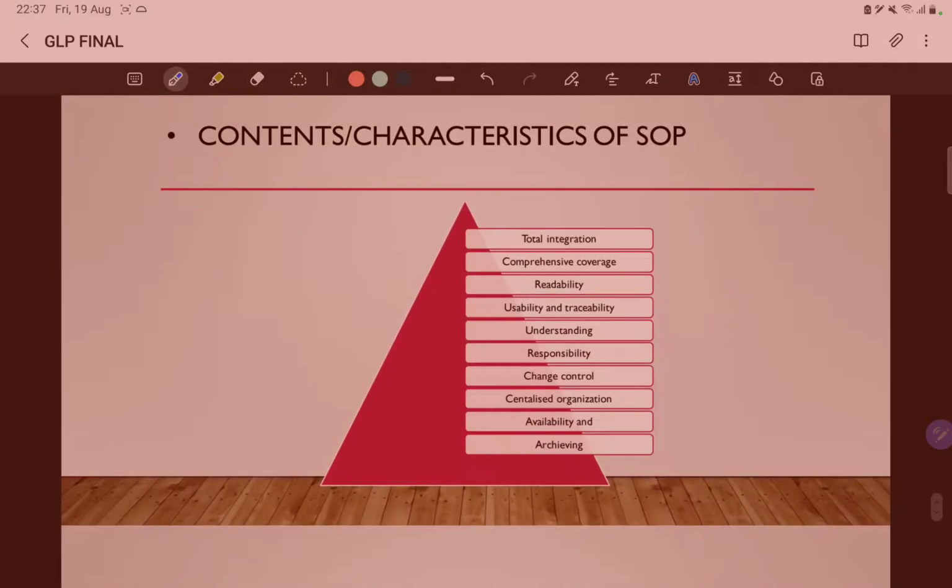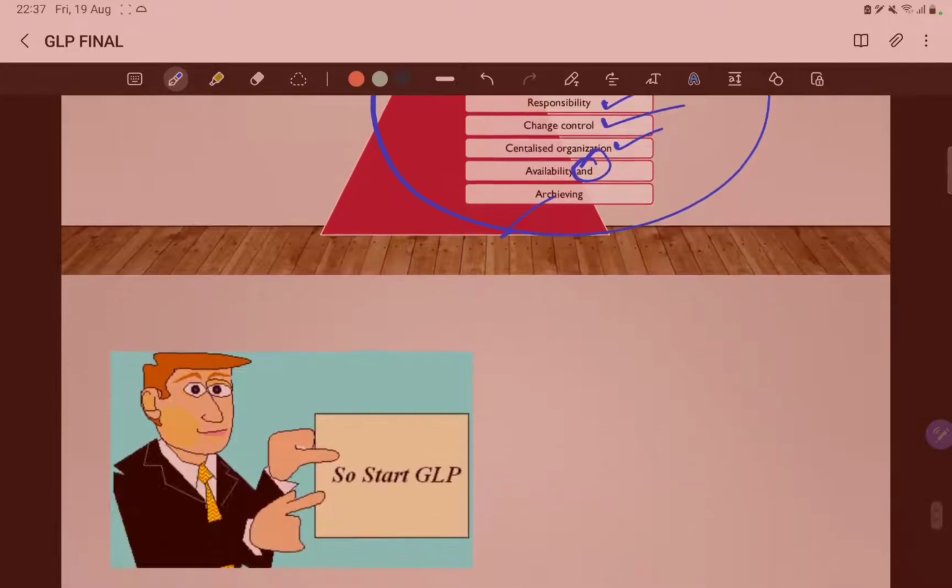So, what are the contents or characteristics of the SOP? These are: total integration, comprehensive coverage, readability, usability and traceability, understanding, responsibility, change and control, centralized organization, availability and archiving. So these are very important contents of the SOP.